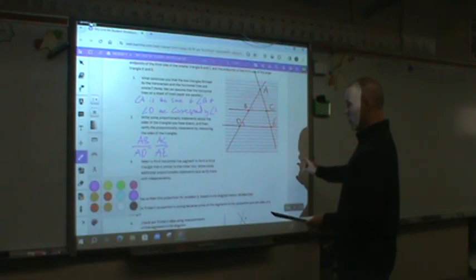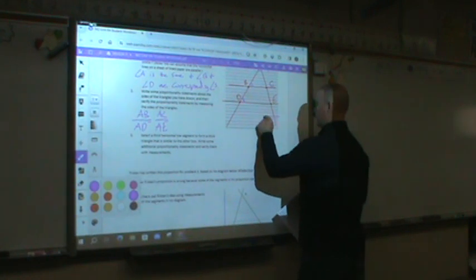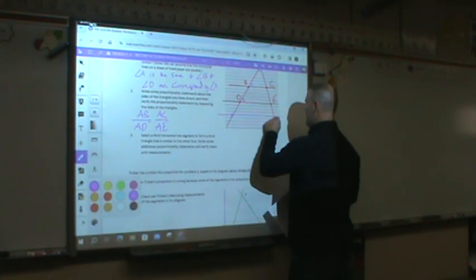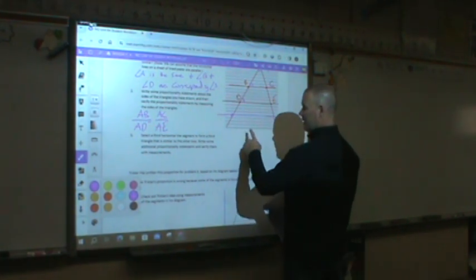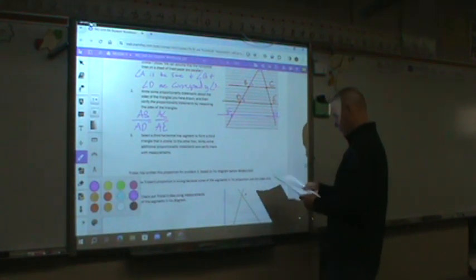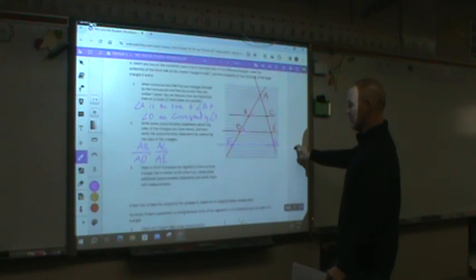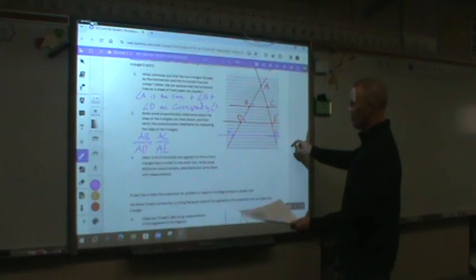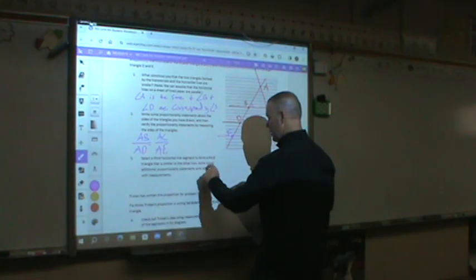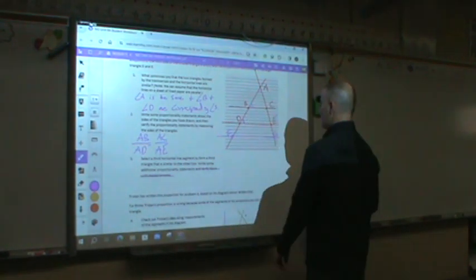Three, select the third horizontal line segment to form a third triangle so that it's similar. Okay, so here we go. Here's our third side. It doesn't say what to call it, but let's just call it F and G. All right? So now, write some additional proportionality statements and verify them with measurements. Don't worry about the measurements. Just write some additional proportionality statements. Okay? So what are you going to have?